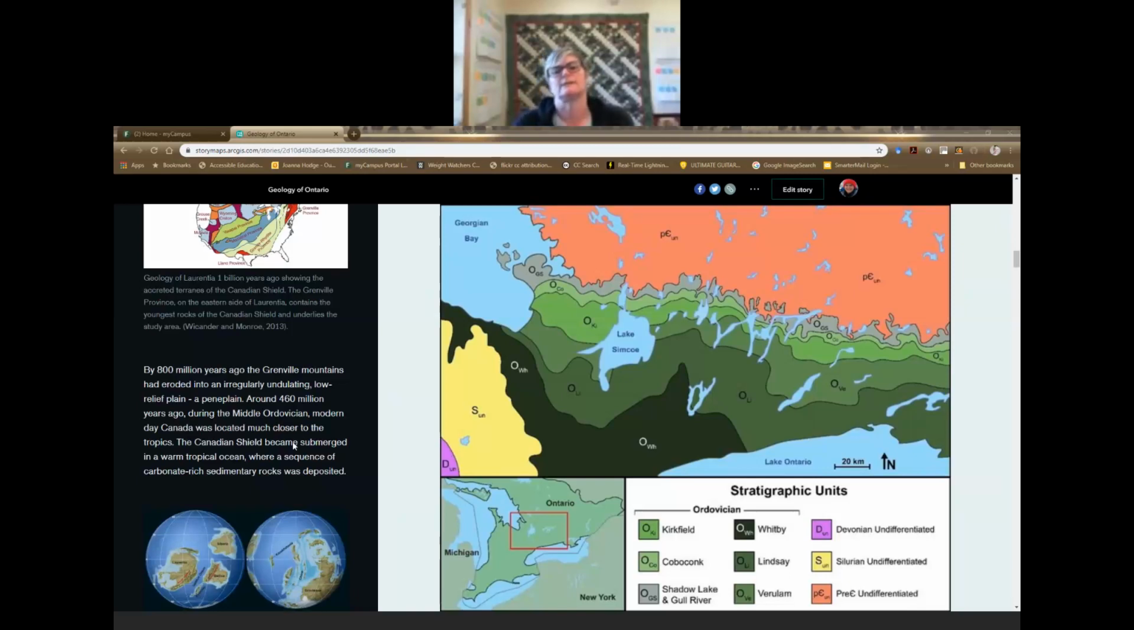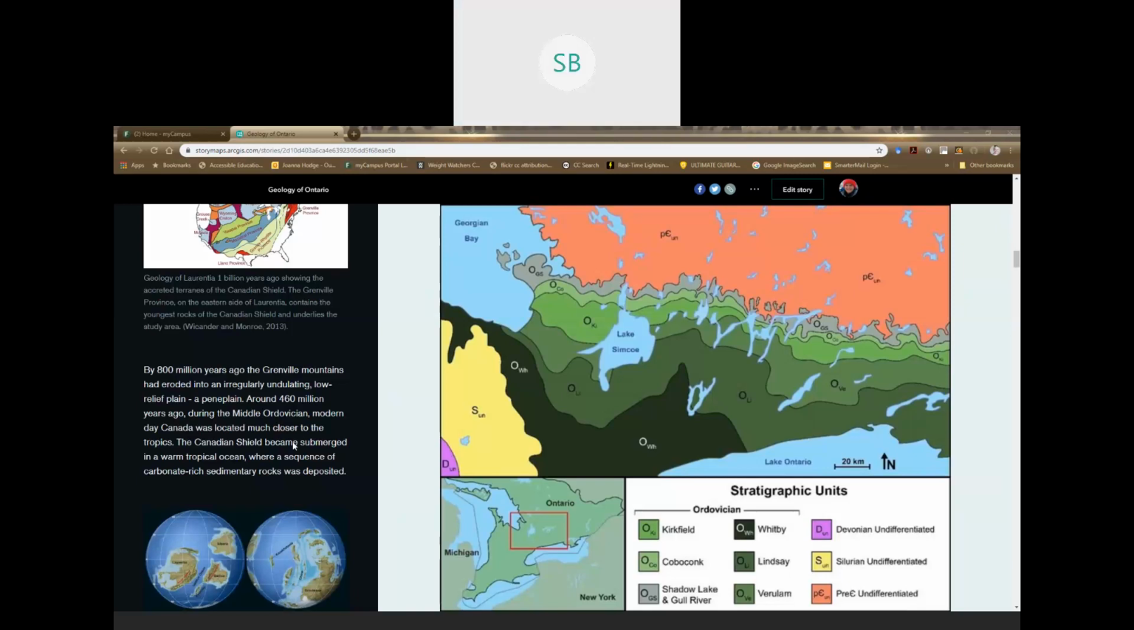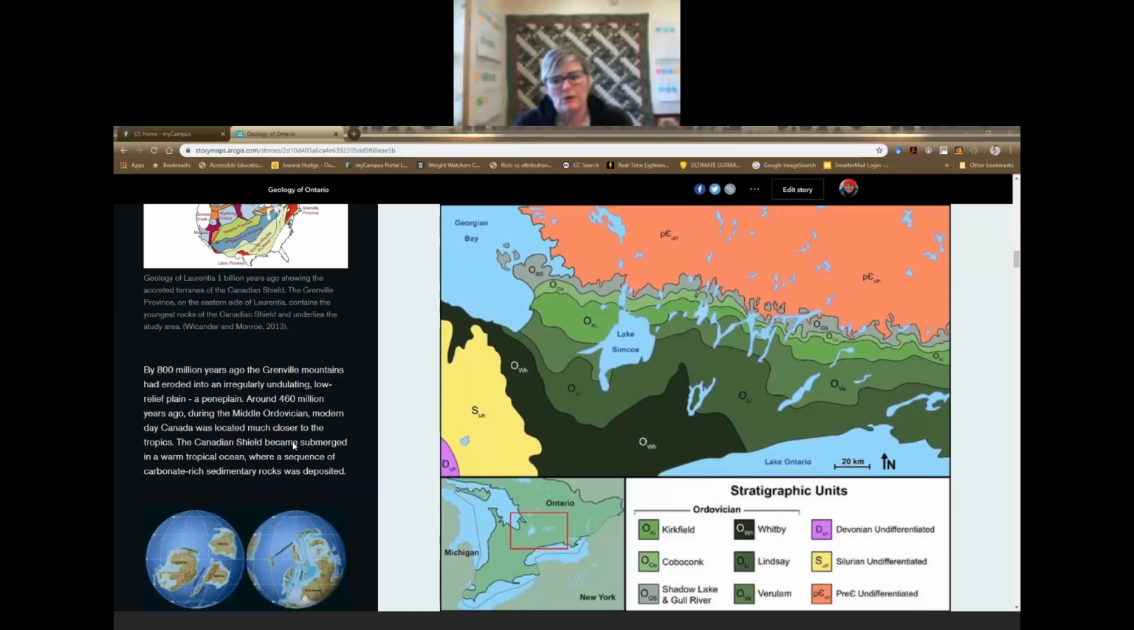And by about 460 million years ago, during the Middle Ordovician period, modern day Canada was actually located in the tropics. So we were sitting somewhere nice and warm. We were much, much closer to the equator, and the Canadian Shield became submerged in a warm tropical ocean. So in that warm tropical ocean, there was a sequence of carbonate-rich sedimentary rocks that were deposited, and those are delineated in this map here in various shades of green.